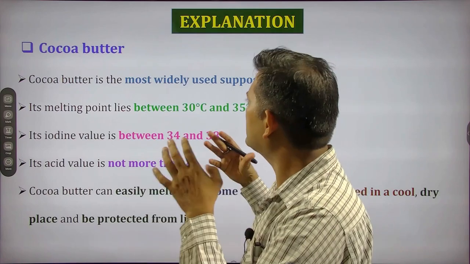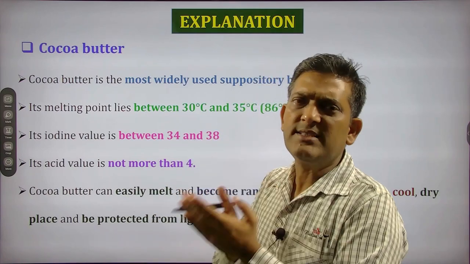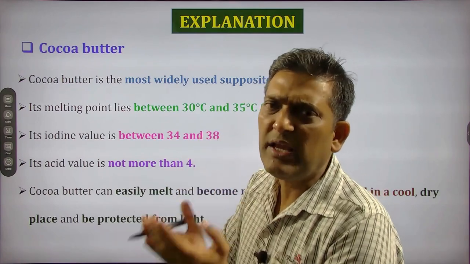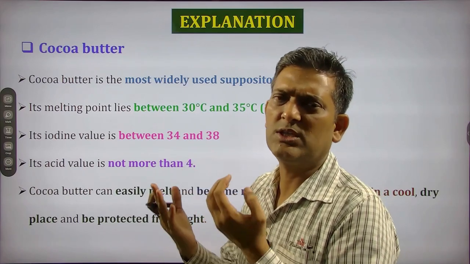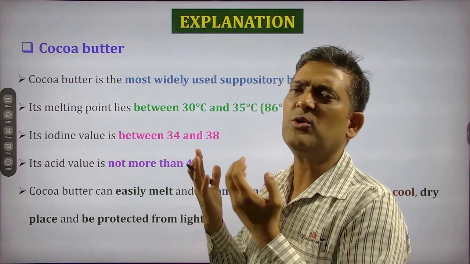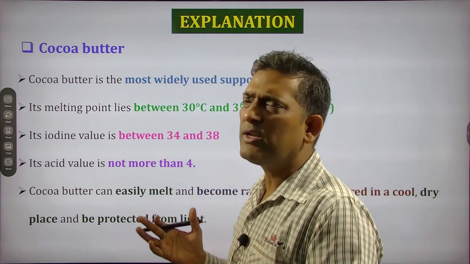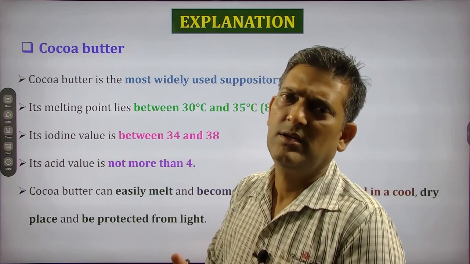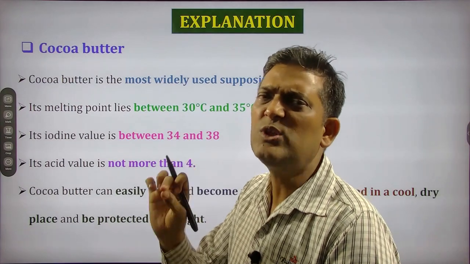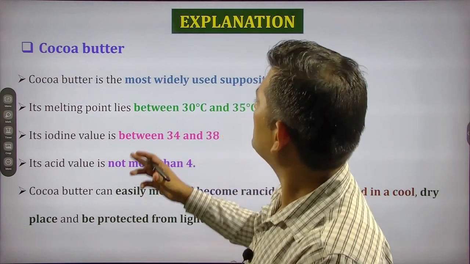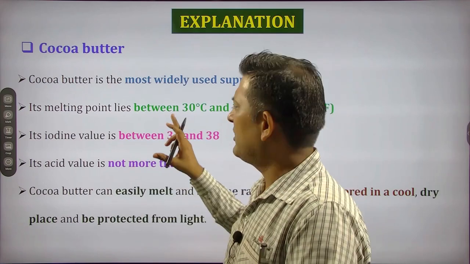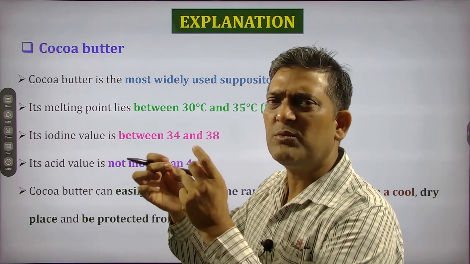It has been mentioned as a property of cocoa butter. Because cocoa butter itself is the major suppository base used in most preparations of suppositories, predominantly, what are we using? Cocoa butter as the base. And cocoa butter has its own specifications. Why is it used with some specific melting point? What is the melting point we are looking for?